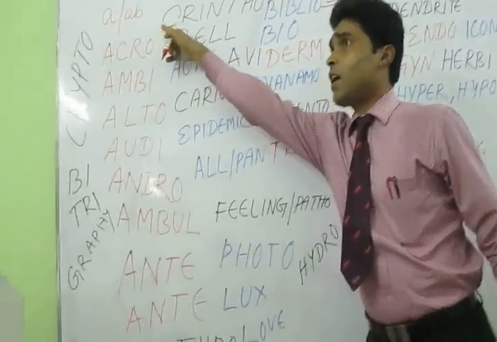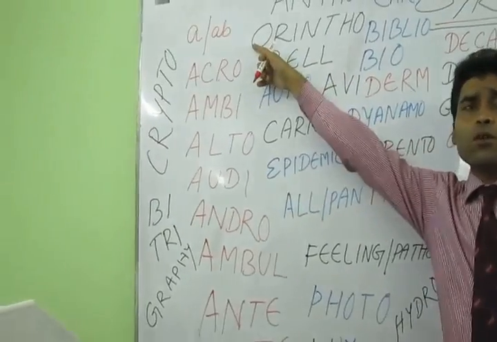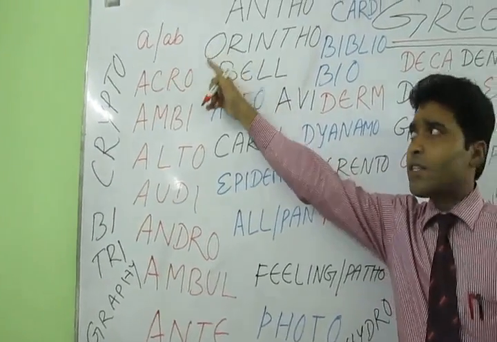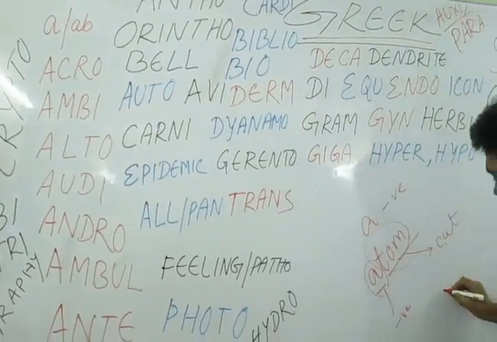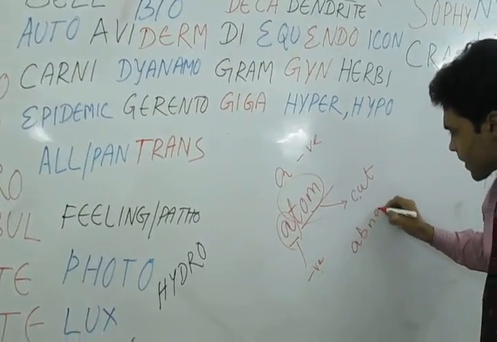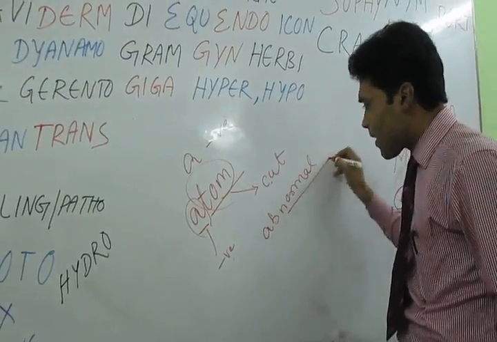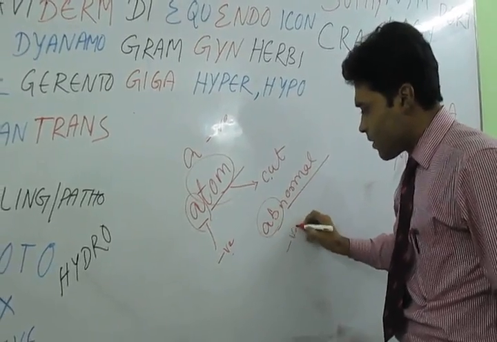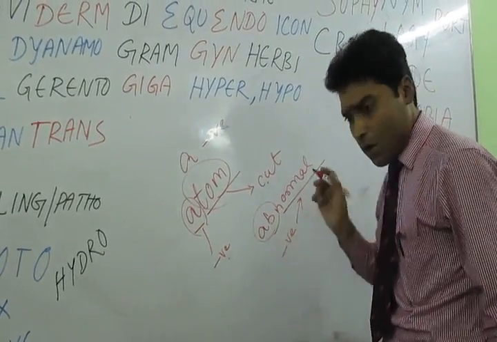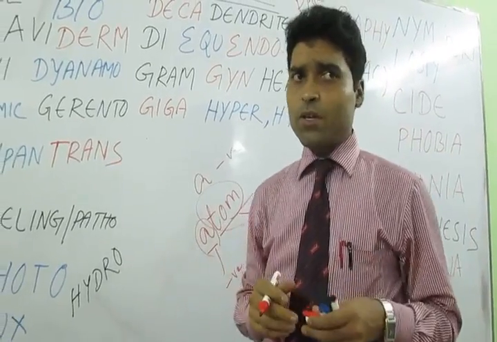Suppose that one is AB. AB also means negative. Suppose I say abnormal. Normal is here, ab means negative. That means a person who is not normal is known as an abnormal person.